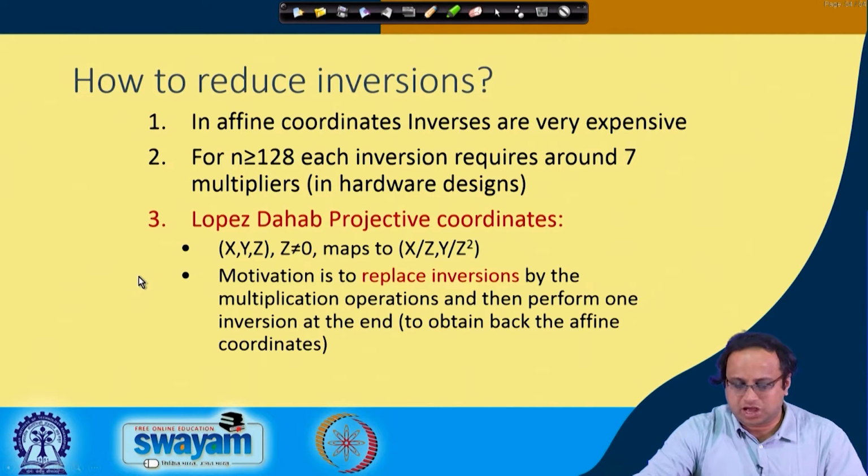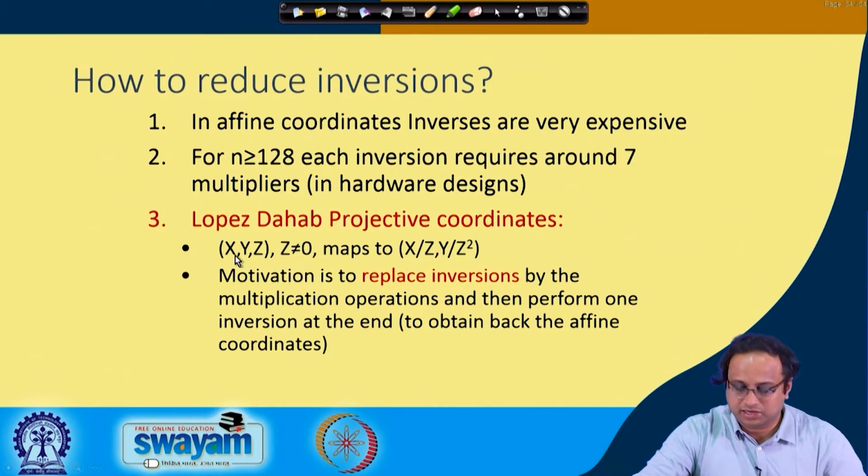So let us see how we can reduce the number of inversions, okay, by taking a more concrete case, and I hope that this will become more clear. Okay. So in affine coordinates, inverses are very expensive. For n greater than or equal to 128, each inversion requires around 7 multipliers in hardware designs. Okay. So one popular projective coordinate system is what is called the LD coordinate system, or Lopez-Dehab projective coordinates.